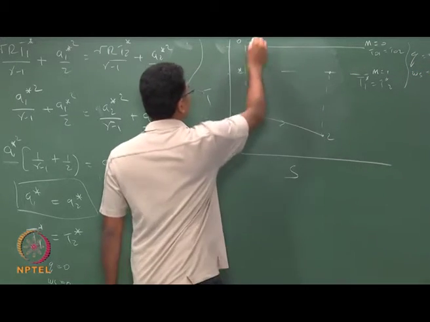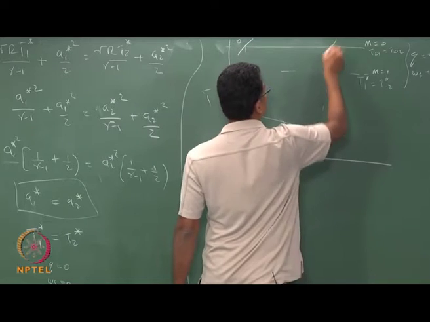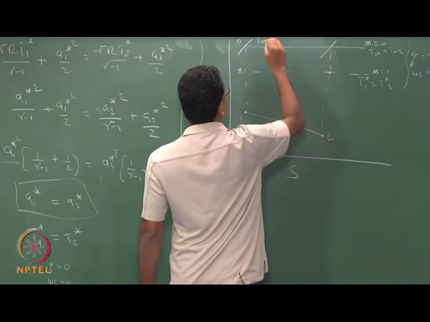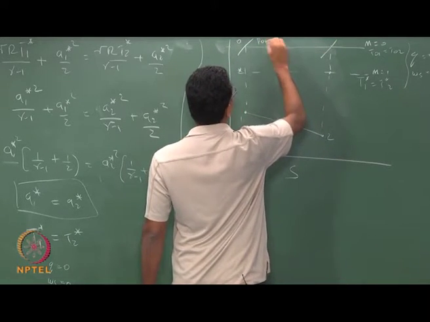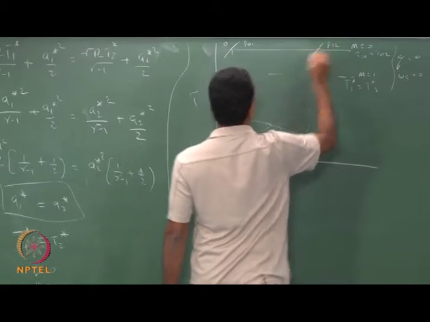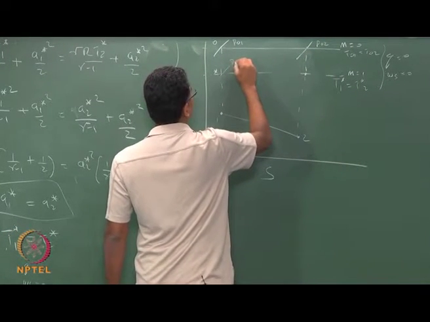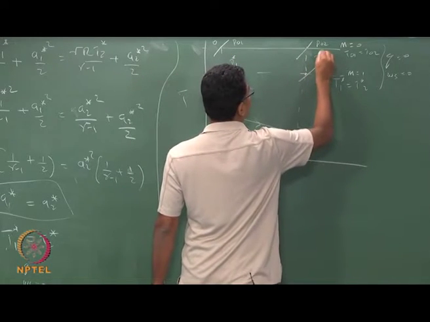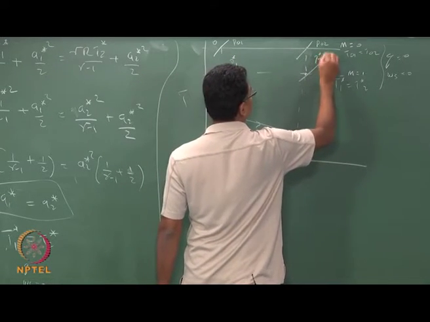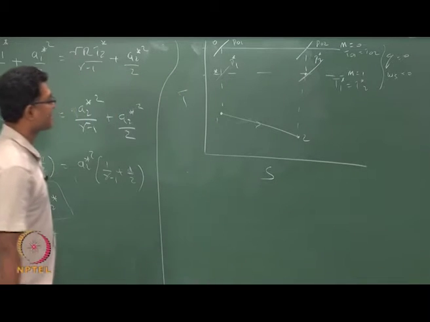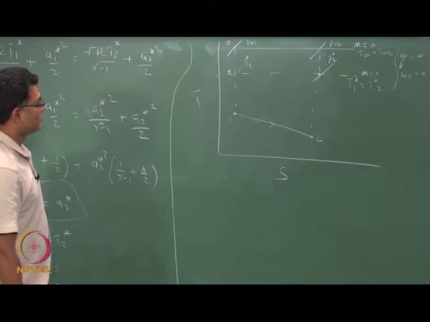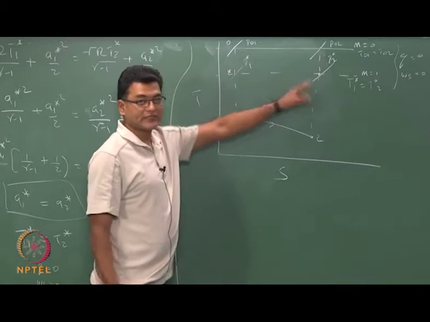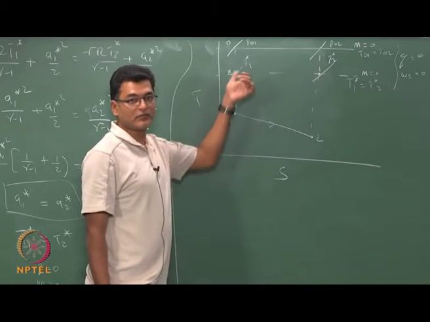So, the pressure here is different, P01, P02, P star 1 and P star 2. They are also same if the process is isentropic.